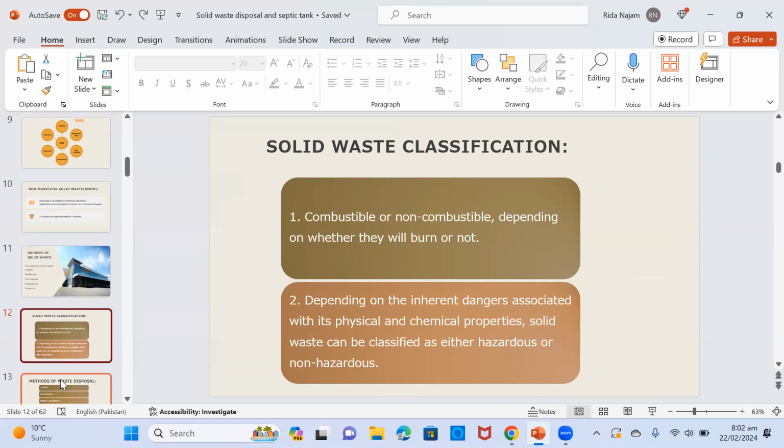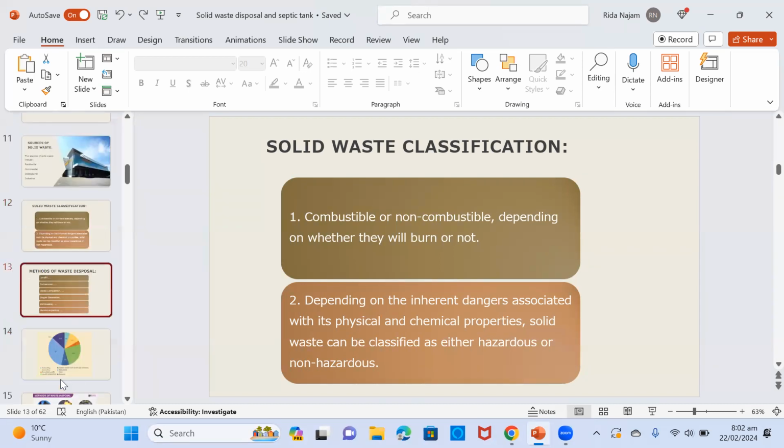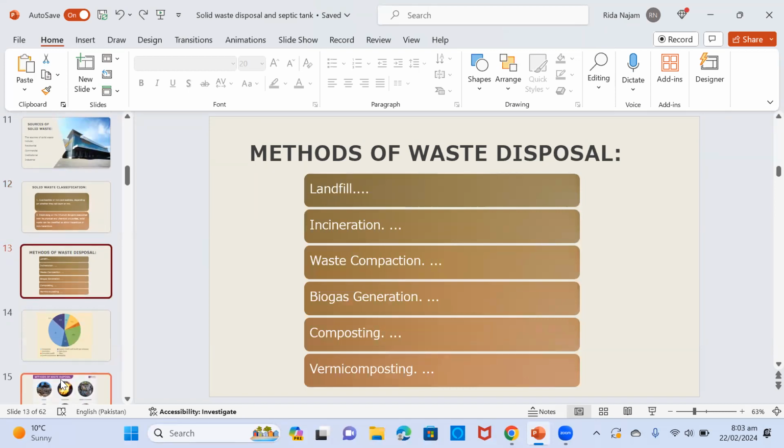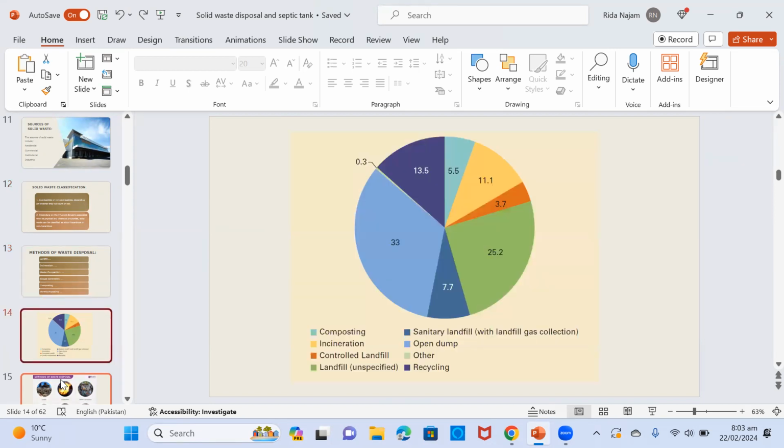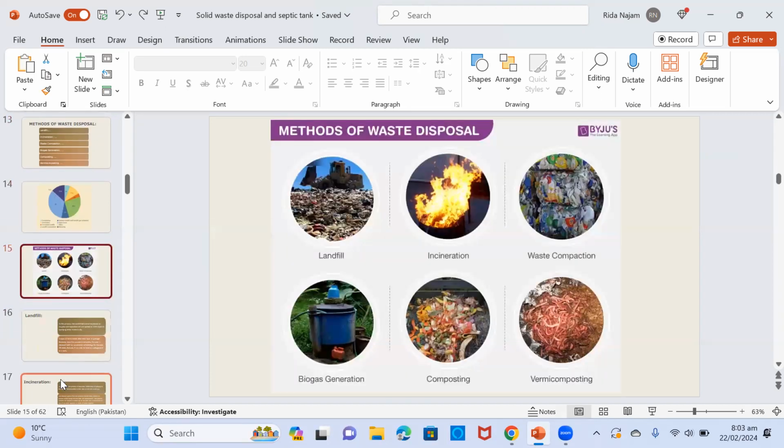Solid waste classification: it's divided into combustible or non-combustible depending upon whether or not they will burn out. Depending on the inherent dangers associated with its physical and chemical properties, solid waste can be classified as either hazardous or non-hazardous. Methods of solid waste disposal include landfills, incineration, waste compaction, biogas generation, composting, and vermicomposting. This is a pie chart showing the percentage of how much each of those methods is being used. As you can see, composting is the main method, followed by sanitary landfill. This is also a picture showing the different methods of waste disposal.